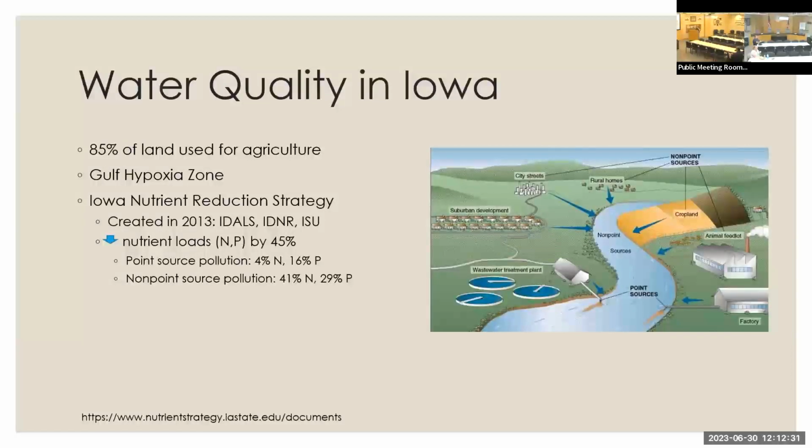With point source pollution, it's going to be the easiest to regulate because we are only looking at wastewater treatment plants and factories. With point source pollution, you can go out to the creek or stream and you can point to that pipe that's coming out of that building and discharging into the river. So we know exactly what's happening, we know exactly where it's coming from, and we can regulate that. So the goal is to reduce nitrogen by 4% and phosphorus by 16% for those specific pollutant types.